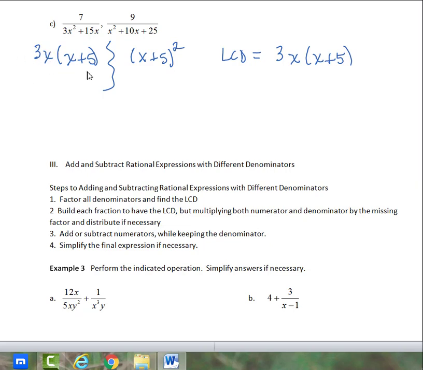But x plus 5 is raised to the first power here on the left fraction, but it's raised to the second power in the right fraction. So we're going to give that a power of 2, and this is our LCD. Now, we need the LCD in order to add fractions that have different denominators. And so this is what we're going to do in part 3 down here.